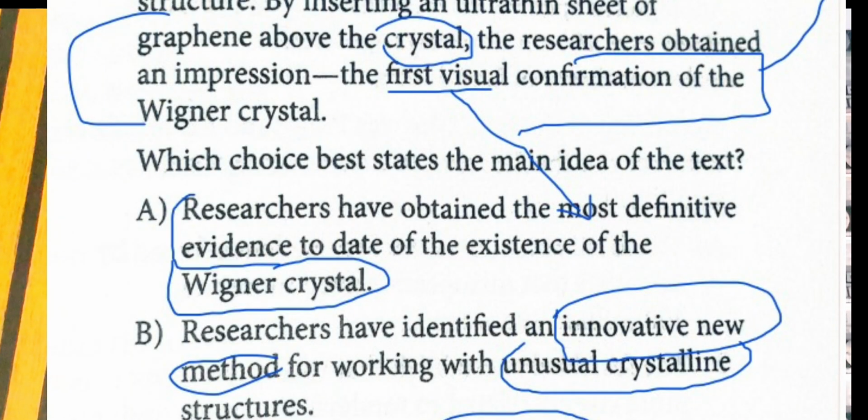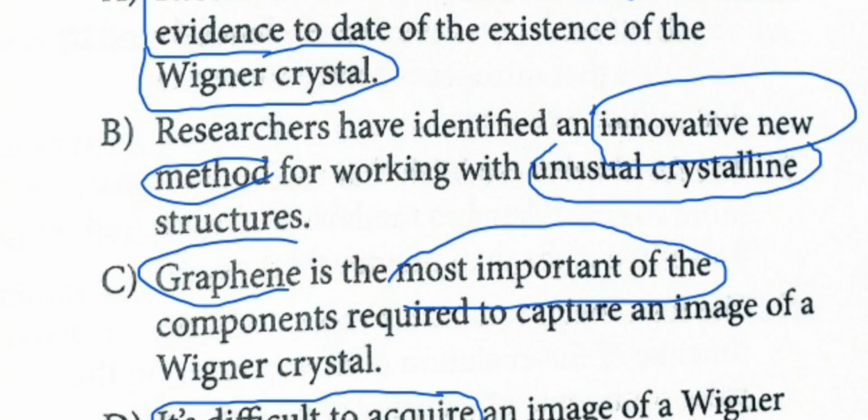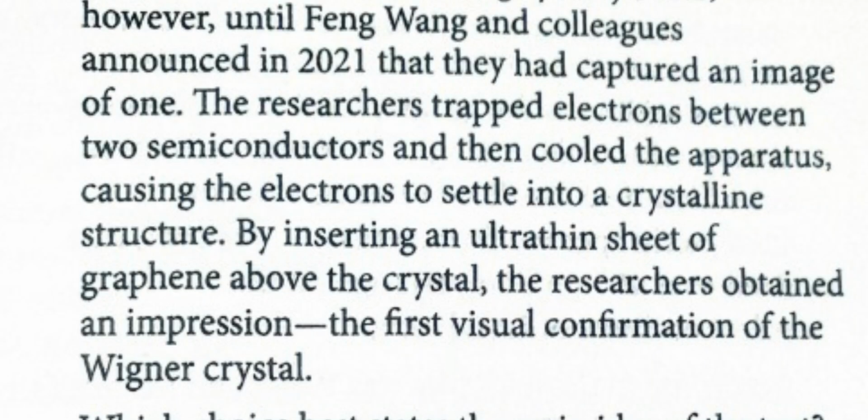Please know that a wrong answer can have more than one characteristic of a wrong answer, right? So this one is too broad. Off context, innovative new approach, we don't see that. Then option C gives us graphene is the most important component required to capture an image of a Weiner crystal. Yes, we have graphene mentioned somewhere. The kind of answer we call too specific rather.